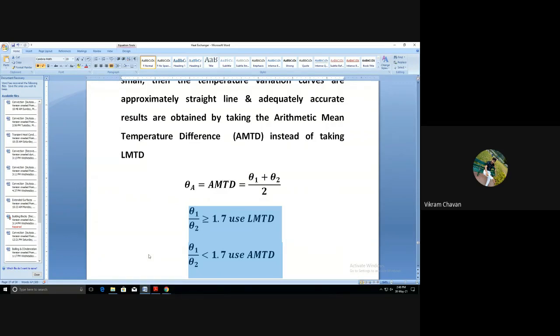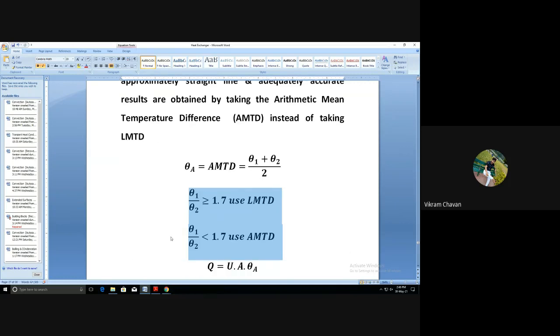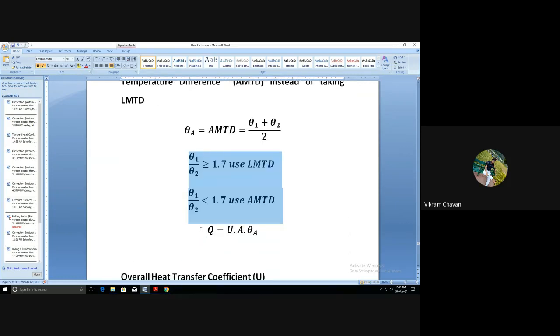Okay, everyone getting these two cases? Is there any doubt, any question in these two cases? If not, then can I move ahead for the next point? So you can say that in case of AMTD, you can write the equation for Q as Q is equal to U multiplied by A multiplied by theta A. Okay.